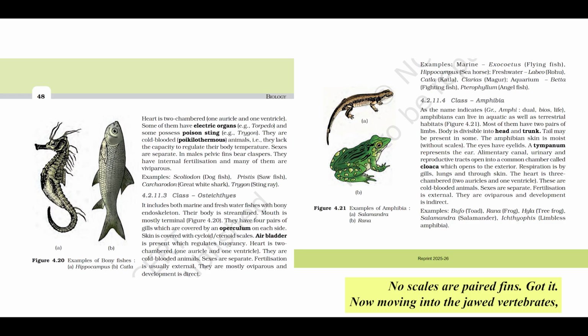Got it. Now moving into the jawed vertebrates, Gnathostomata and the superclass Pisces. First up is class Chondrichthyes, cartilaginous fishes. Exactly. Class Chondrichthyes. This group includes sharks, rays, skates, and chimeras. They are predominantly marine animals, known for their streamlined bodies adapted for swimming. Their defining feature is having an endoskeleton made entirely of cartilage, not bone, though it can be calcified for strength.